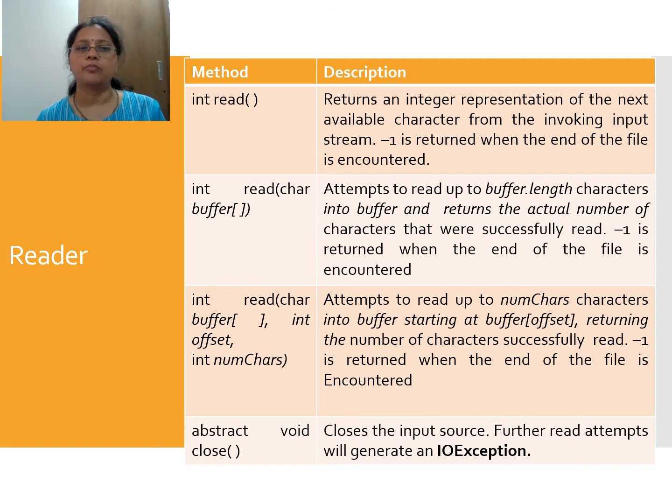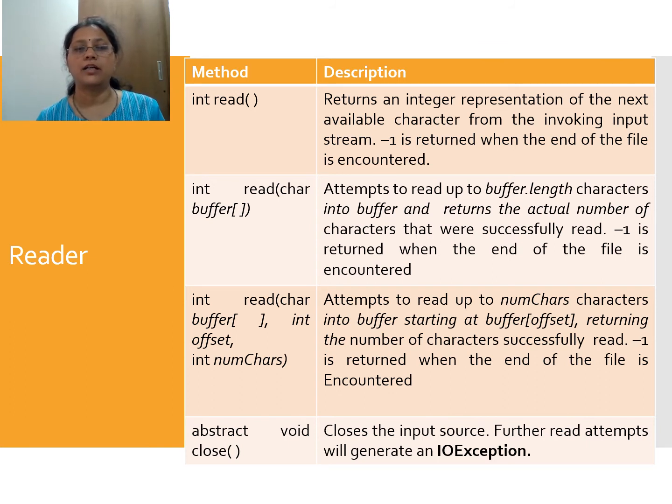Similar to byte stream, here the first read method takes no parameter, the second read method takes a single parameter, and the third read method takes 3 parameters. The first read method returns an integer representation of the next available character from the invoking input stream. In case of byte stream, it was the next available byte, while here it is the next available character. And in case of end of file, it returns -1.